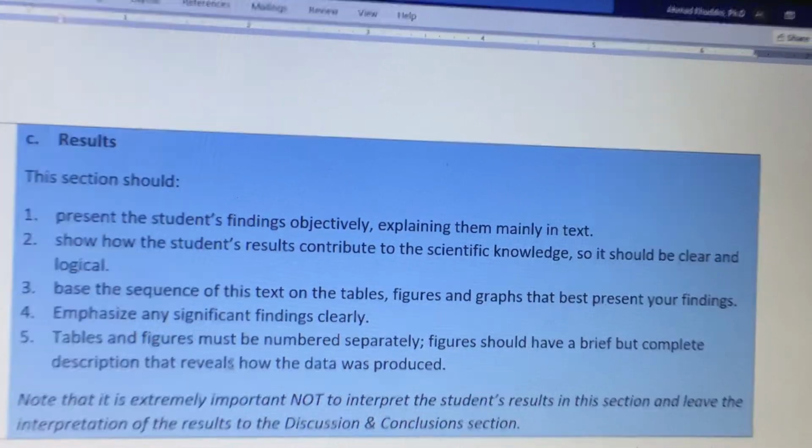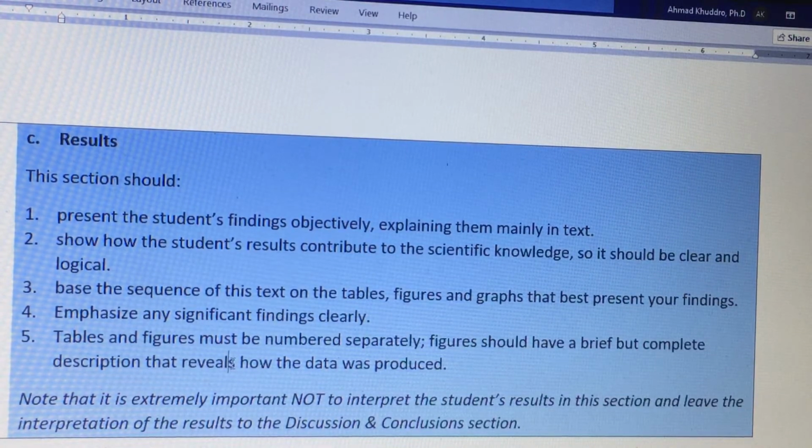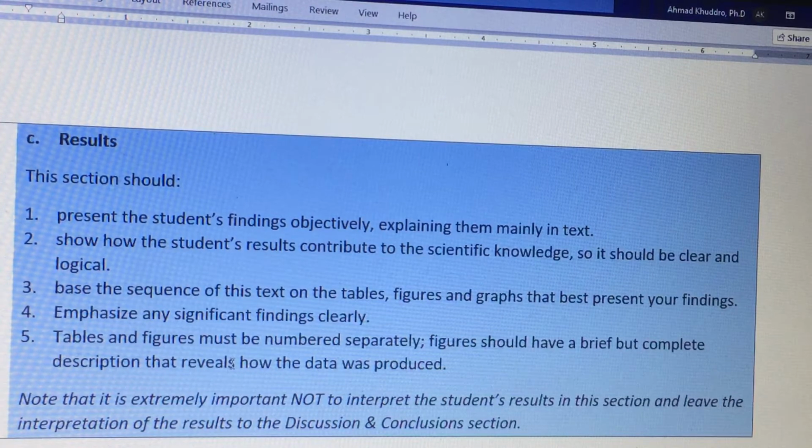But now it's very important not to interpret your findings here under results. So in this section, you leave the interpretation of the results to the next section, which I will talk about under the body of the text, which is called the discussion and conclusions section. But here, you only present the results objectively and precisely, in an organized way, putting tables and figures and graphs, but you don't interpret them here. You interpret them in the discussion and in the conclusion.